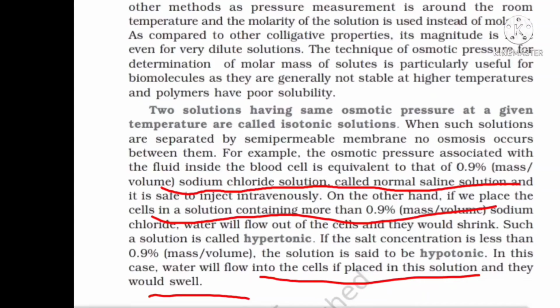If we place the cell in a solution containing more than 0.9% mass by volume sodium chloride, water will flow out of the cells. They would shrink. Such a solution is called a hypertonic solution. If the salt concentration is less than 0.9%, the solution is said to be hypotonic. In this case, water will flow into the cells if placed in this solution and they would swell.